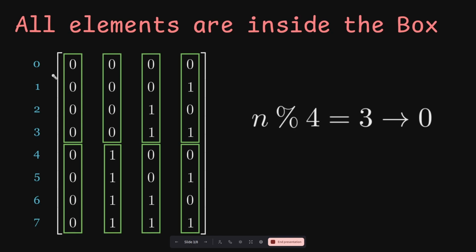But remember that we padded a 0 at the start. Therefore, the last element of the matrix won't be 8, it will actually be 7. Therefore, if n modulo 4 is equal to 3, then the answer is always 0.